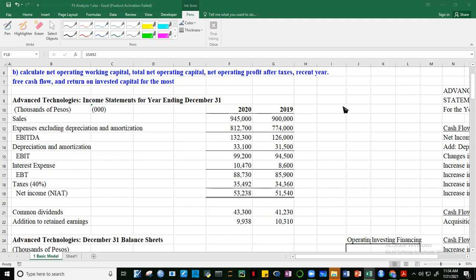Tama. So we multiply our earnings before tax by 0.4, 40%. That's your 35,492. Thank you, Elijah. All right, then we subtract this, 88 minus 35, that's 53. That's now your EAT or NIAT, so they're the same. Earnings after tax or NIAT, net income after tax.